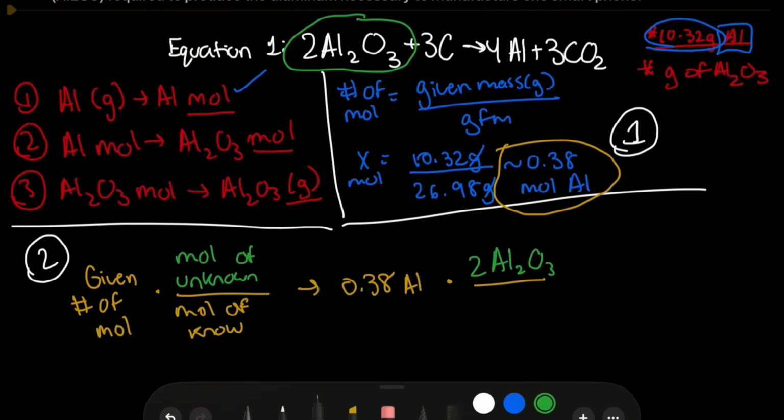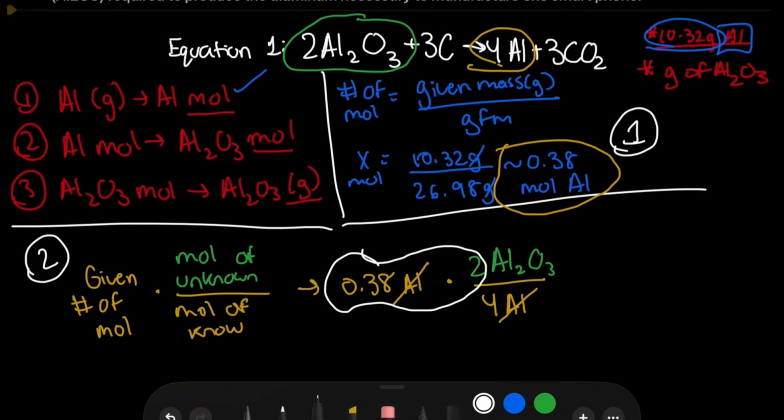And on the denominator, how many aluminums do we have according to this equation here? We have 4. That's how much is given to us. So that's how much we know. So we have 4 Al. Now we can do dimensional analysis. We can eliminate the Als because they cancel each other out, and then we cross multiply. So we do 0.38 times 2. You'll get around 0.65, I'll say, divided by 4, and you'll get around 0.19 moles of aluminum oxide, right? So now we successfully did step 2.